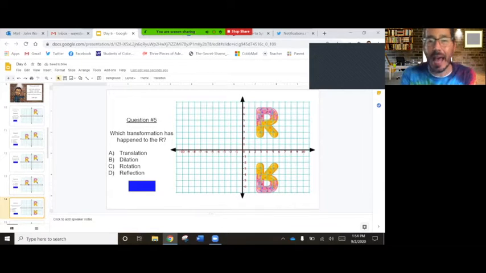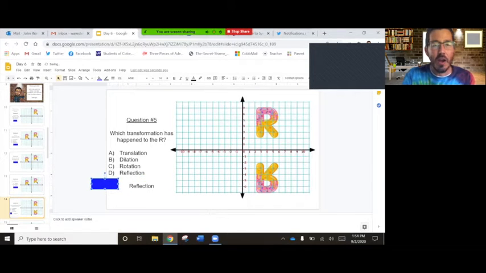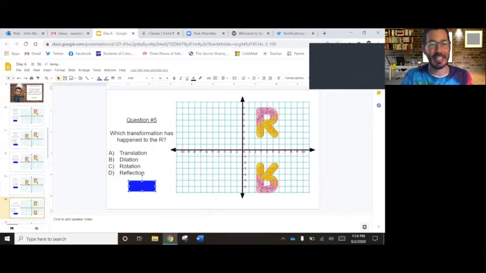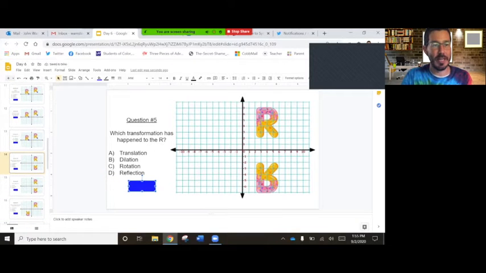Which transformation has happened to my donut R now? Notice the blue dot went away. Is it A, translation, B, dilation, C, rotation, or D, reflection? I hope you see it and immediately say, I know what that is. It's got to be a reflection. Yes, that R has been reflected. It's been flipped over the x-axis. I hope you said x-axis. Let's go on to my next question.